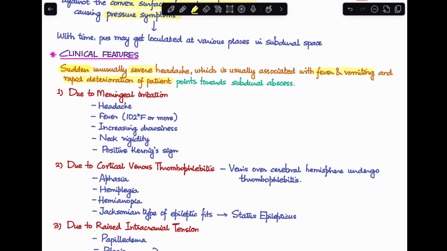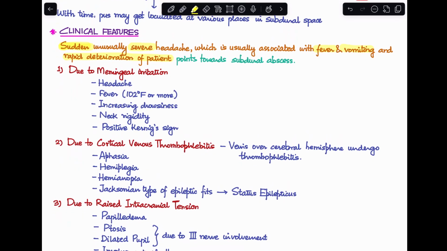Now, let's find out what are the different clinical features that we see because of each of these reasons. Now, because of the meningeal irritation happening here, because of the collection of pus, the patient will complain of headache, fever, increasing drowsiness, neck rigidity, and positive Kernig sign.